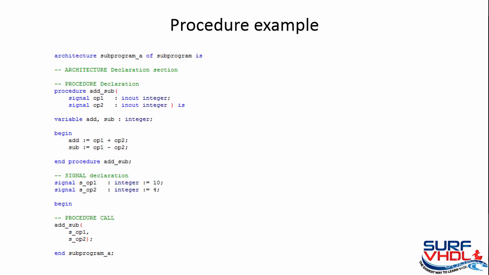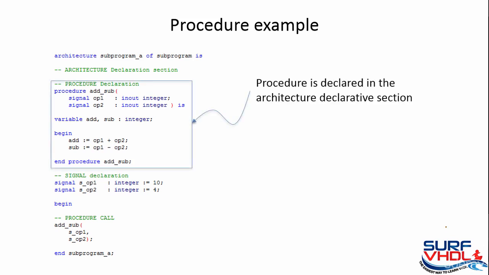In this example, we see how to declare a procedure. In the declarative part of the architecture, there is the declaration and the body of the procedure add_sub. In this case, the input and the output operand are defined as signal. These allow using the procedure call in the concurrent section of the architecture. The procedure call can simply be implemented writing procedure name with argument into parentheses. The signal SOP1 and SOP2 will be modified by procedure call.